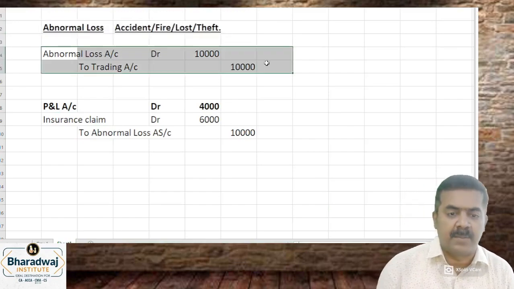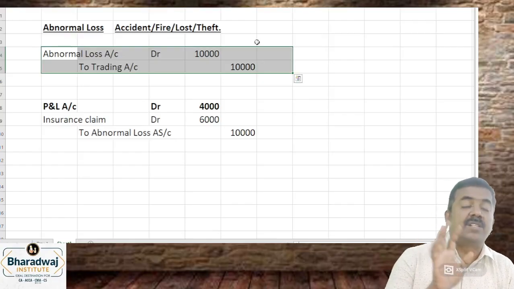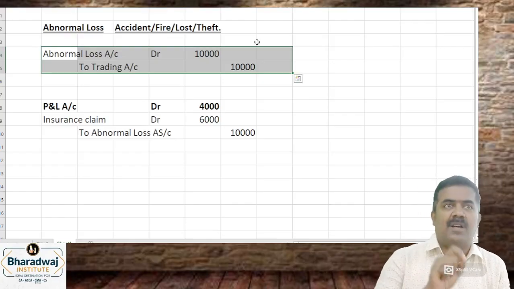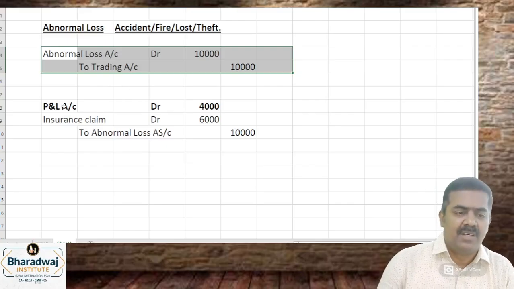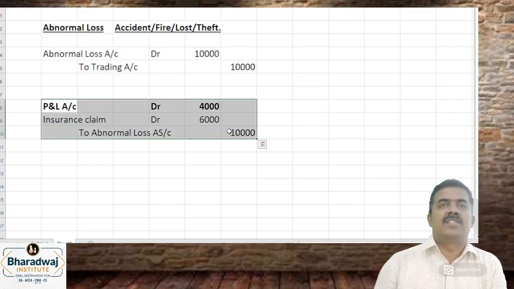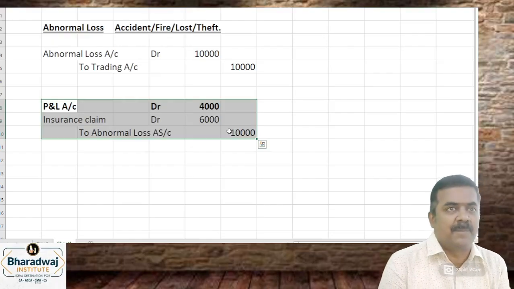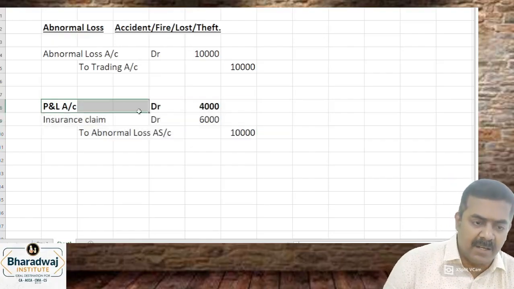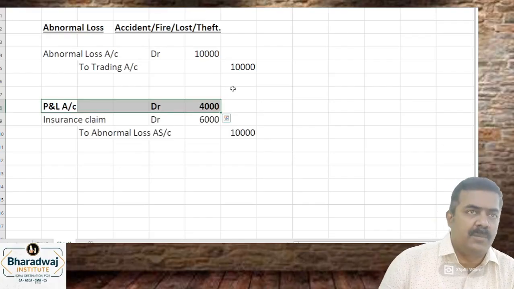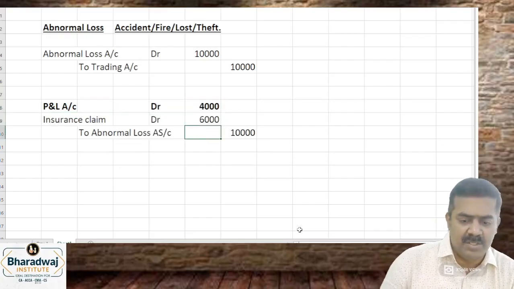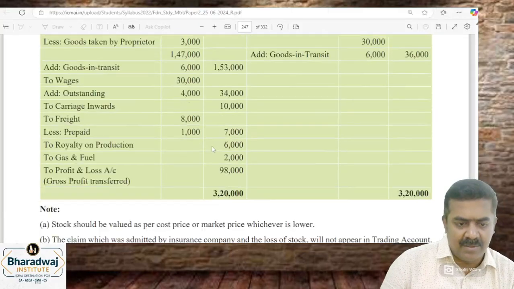Sometimes they ask us a separate question: what is the journal entry for abnormal loss? Abnormal loss account is credited to the trading account. They may give this adjustment. How much of the loss will be debited to P&L account in this case? 4,000 can be debited to P&L account. This is which account? Trading account.